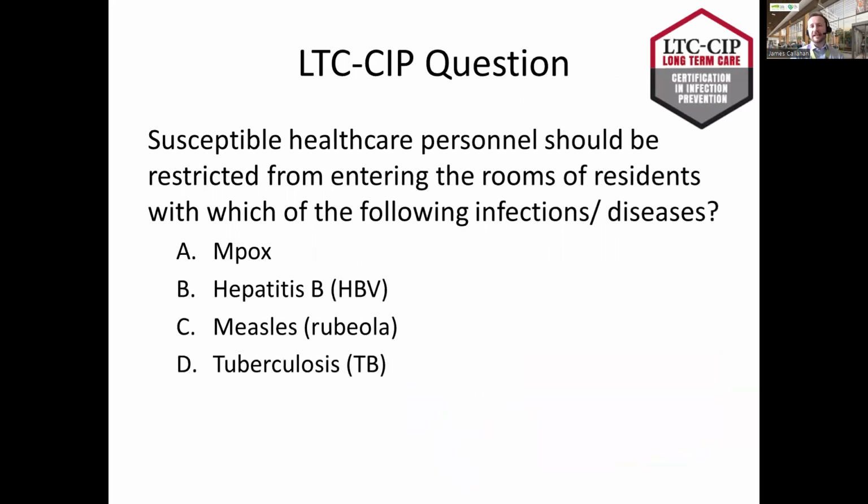And here is our final LTC CIP question for this lecture. Susceptible healthcare personnel should be restricted from entering rooms of residents with which of the following infections and diseases? A, Mpox, B, hepatitis B virus, C, measles, or D, tuberculosis. And the answer is going to be measles. And we know that measles is quite contagious, and so that's something that's going to spread very easily. So that's where that recommendation is coming from.